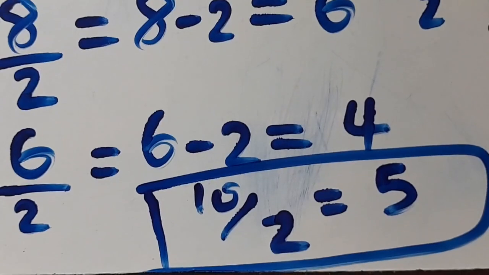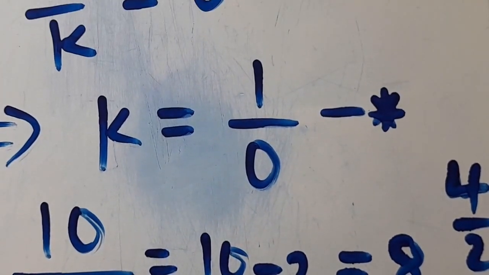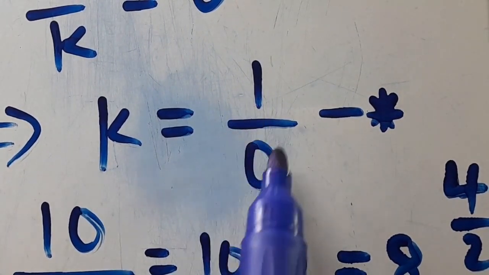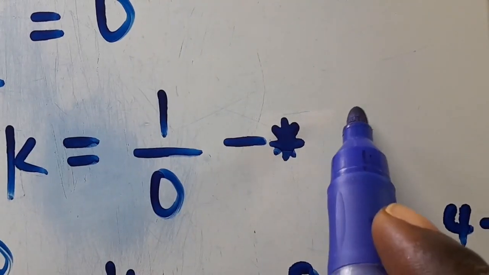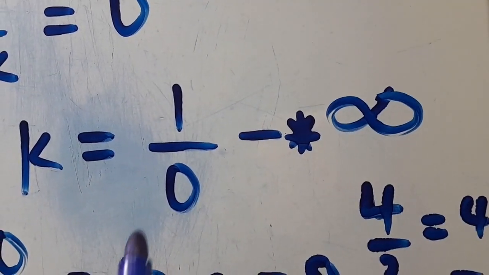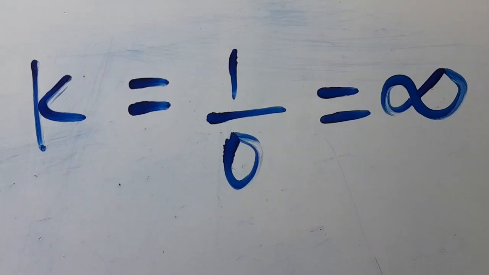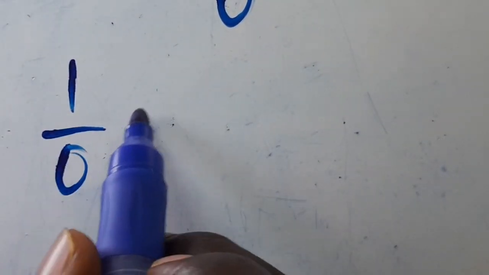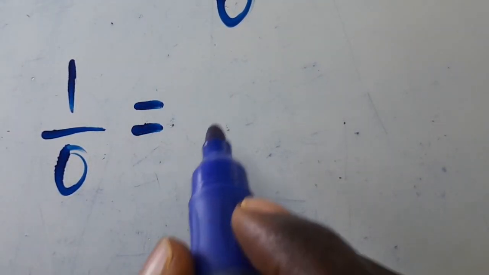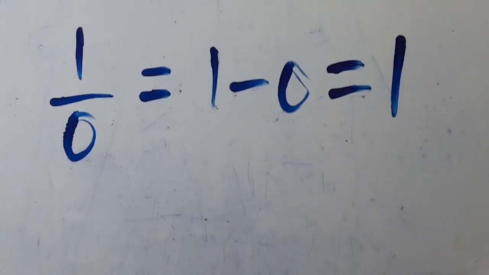So from this ideology, let us now go back to 1 divided by 0. We must let you know that this will give you infinity. And how is it possible for this to equal infinity? Let's see. So we say 1 divided by 0 equals infinity. The reason is that when you say 1 divided by 0, this is like saying 1 minus 0, which equals 1.